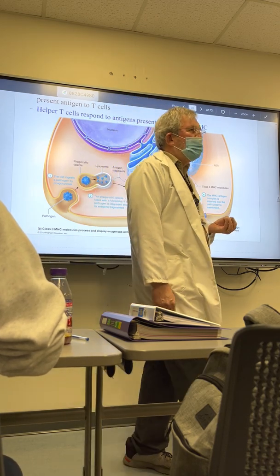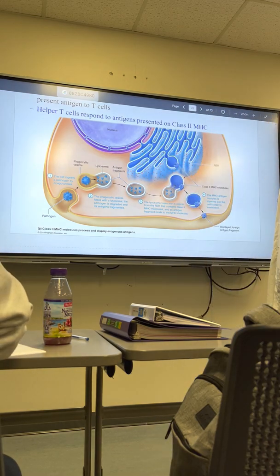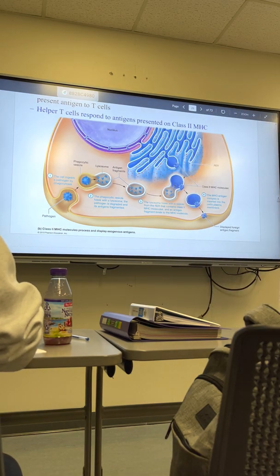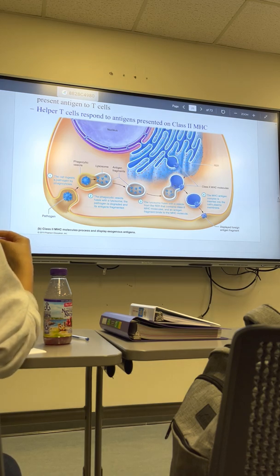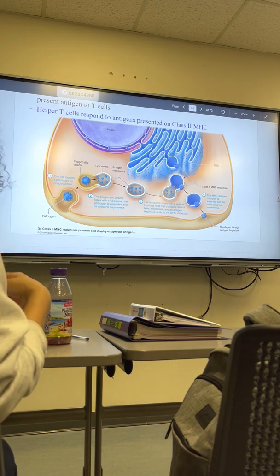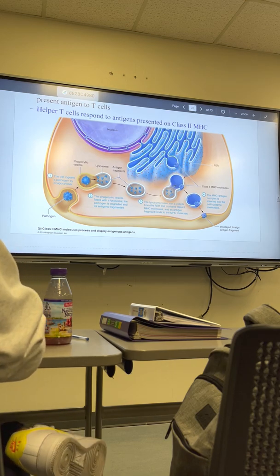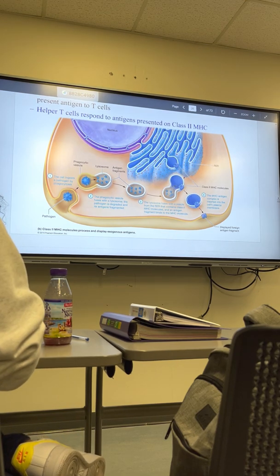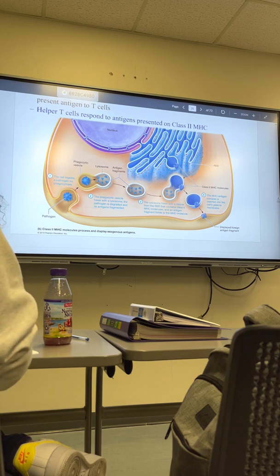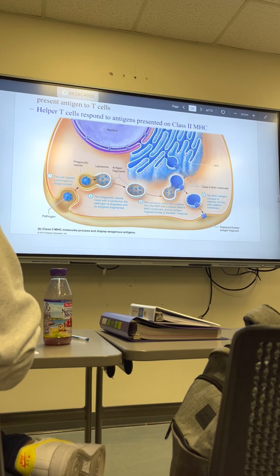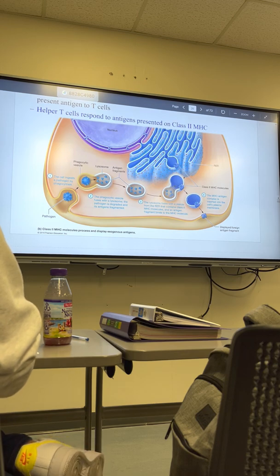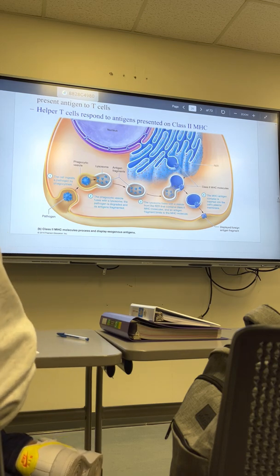What do helper T cells have? CD4s. What do cytotoxic T cells have? CD8s. What cells have CD8s? Cytotoxic. Which cells have CD4s? Helper T cells. Which cells have MHC class 1 antigen presentation complexes? Which ones have MHC class 1s?